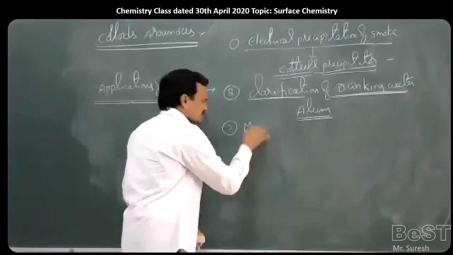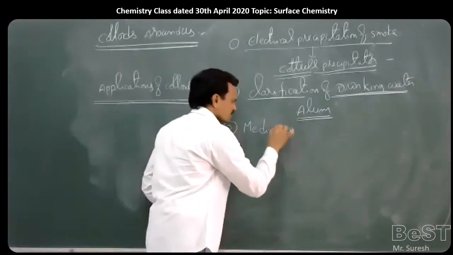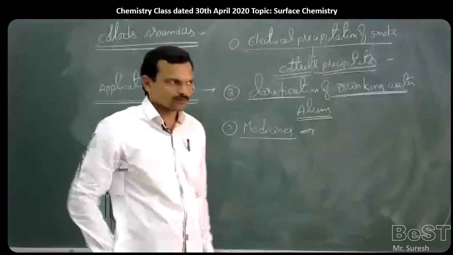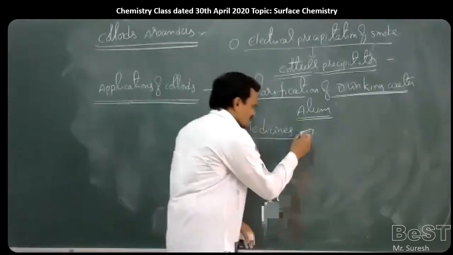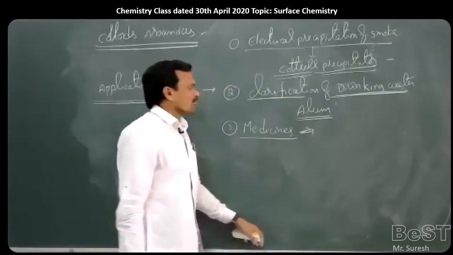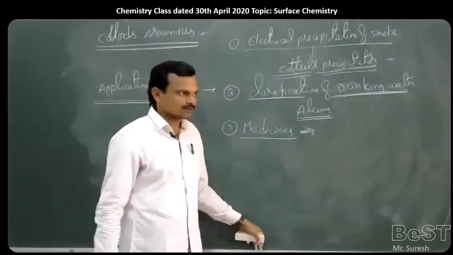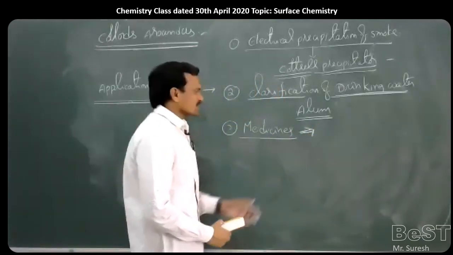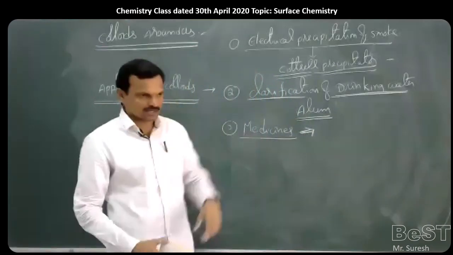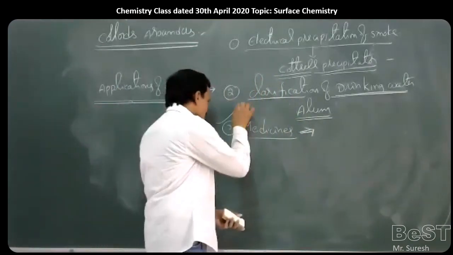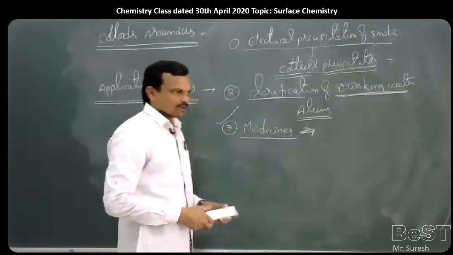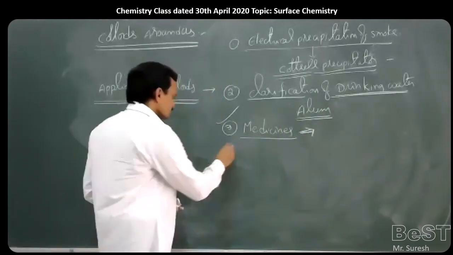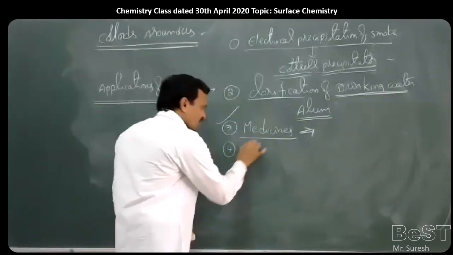Third one, medicines. Many of the medicines we use are in colloidal form. Why? Because colloidal particles have a large surface area, and so they can be accumulated easily on the surface of active sites. So medicines are generally taken in colloidal form because of the large surface area of these colloidal particles. Next, tanning of leather.